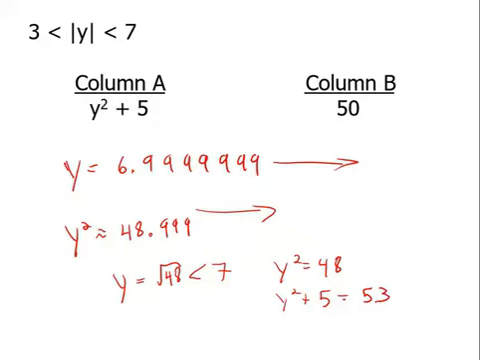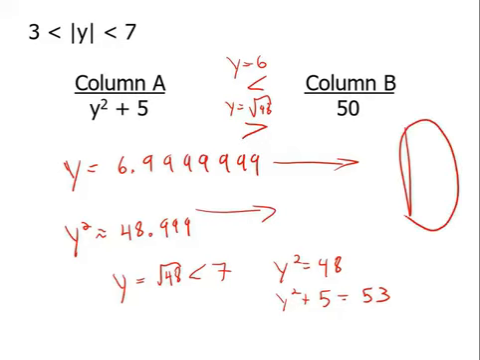So it is certainly possible, for example, if y is 6, column A is smaller, column B is bigger. But if y is the square root of 48, that makes column A bigger. So we can make some choices that make column A bigger and some choices that make column B bigger. And because the relationship changes for different choices, the answer has to be D.